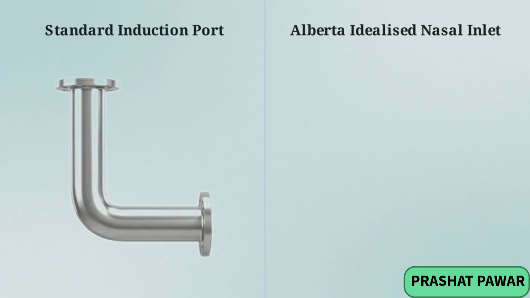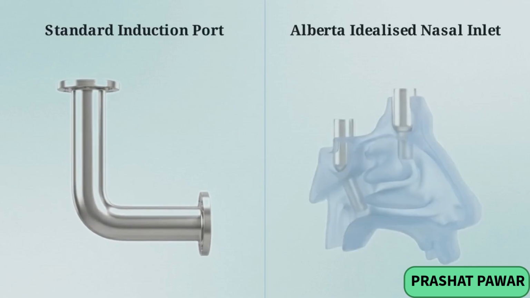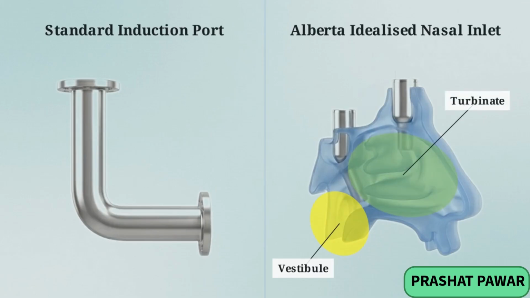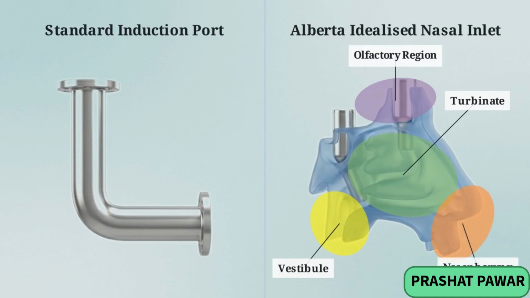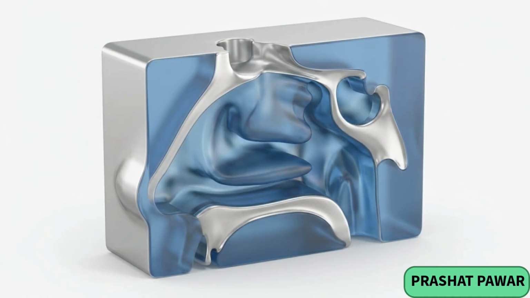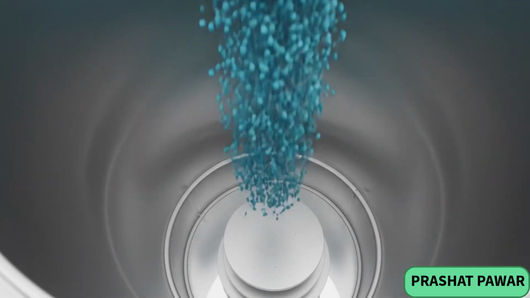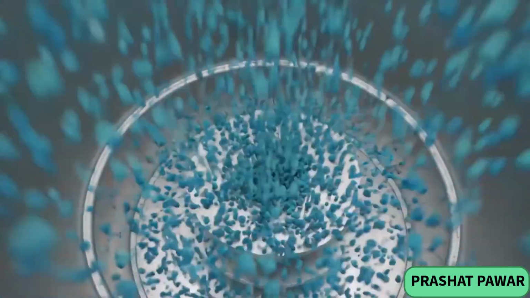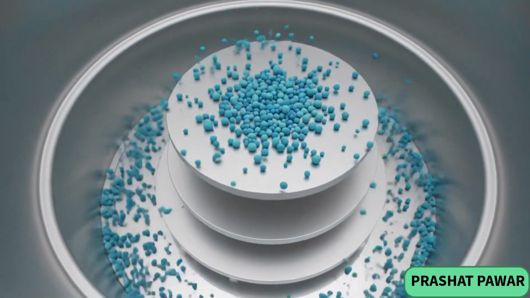This compares the simple interior of a standard 90-degree induction port against the irregular, multi-chamber geometry of the Alberta idealized nasal inlet. It forces aerosol through distinct physical regions, mimicking the vestibule, the turbinate, the olfactory region, and the nasopharynx. By simulating the initial deposition in these specific cavities, this prefiltration ensures the impactor stages below only size the true respirable dose, the precise fraction that would realistically survive the nasal passage.